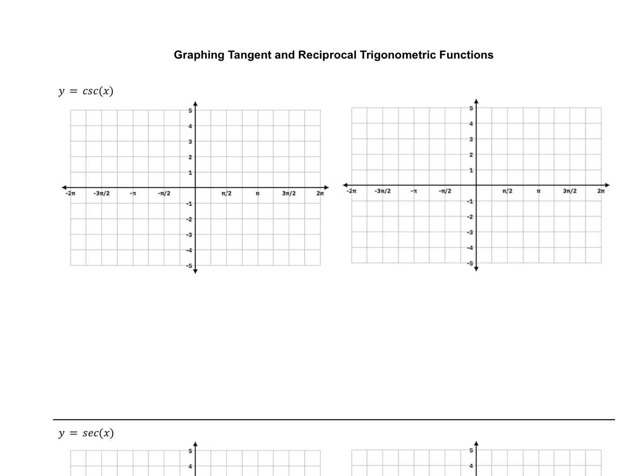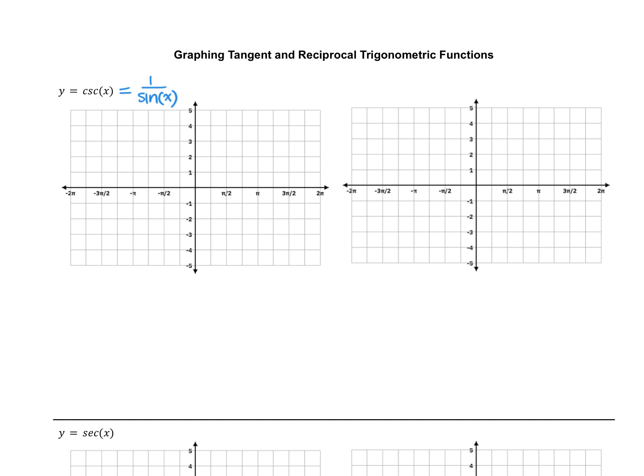In this video, I will be going over how to graph reciprocal trig functions along with the tangent graph. And we will be graphing these functions using our knowledge of rational functions. We're going to start with y equals cosecant x. And the first thing we need to note is that cosecant is equal to 1 over sine x.